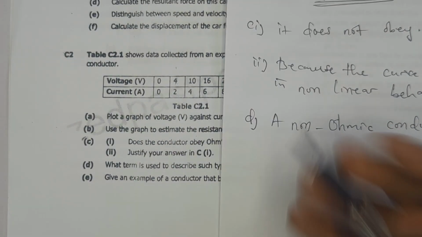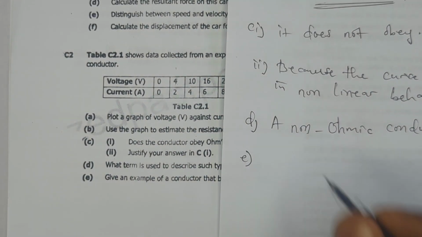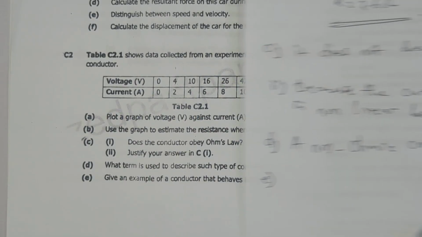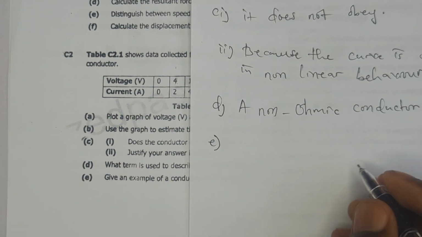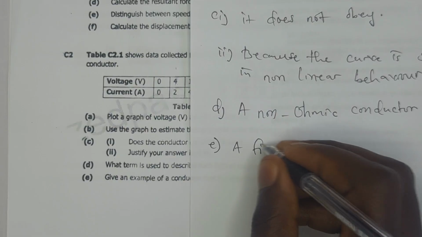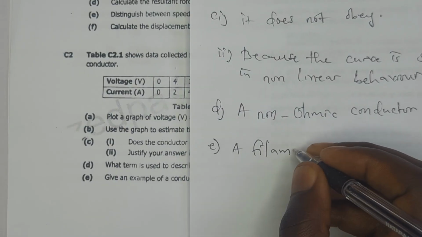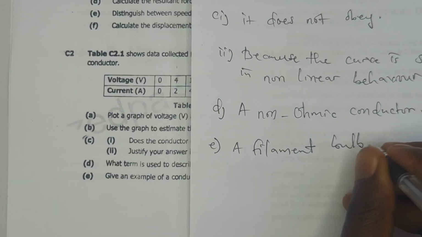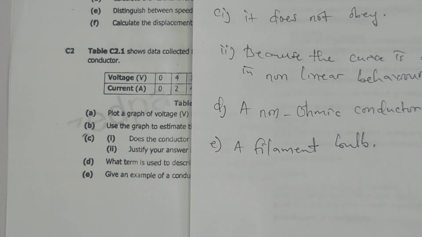Now question E. Give an example of a conductor that behaves like this. So a conductor that behaves like this is a filament bulb. So this is how we handle questions under electricity when given a graph.